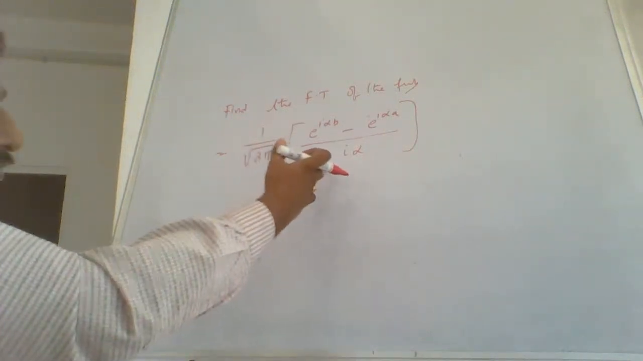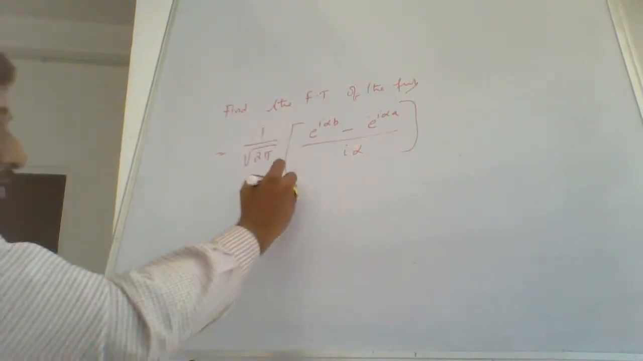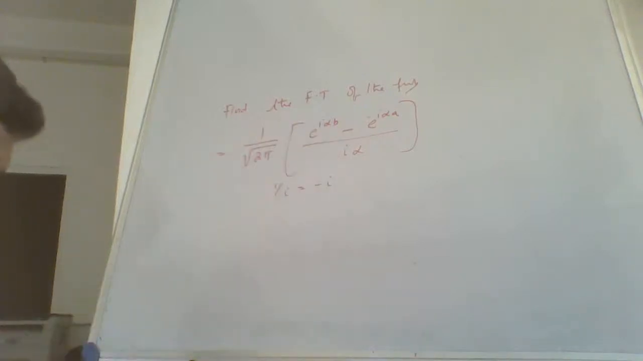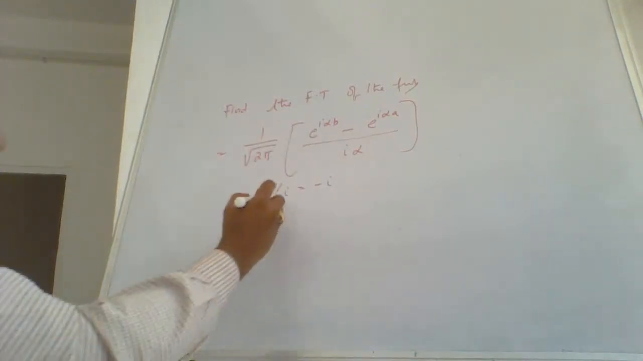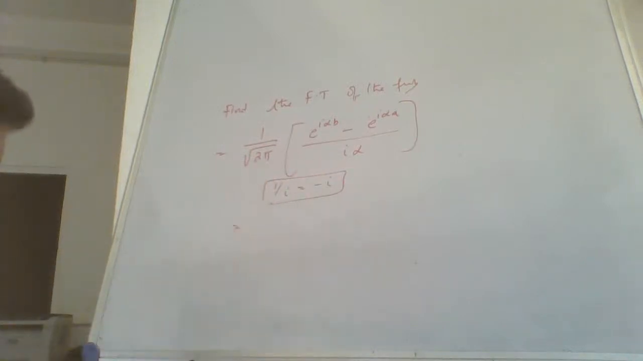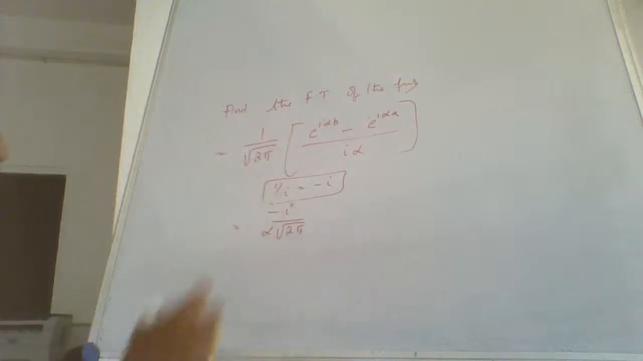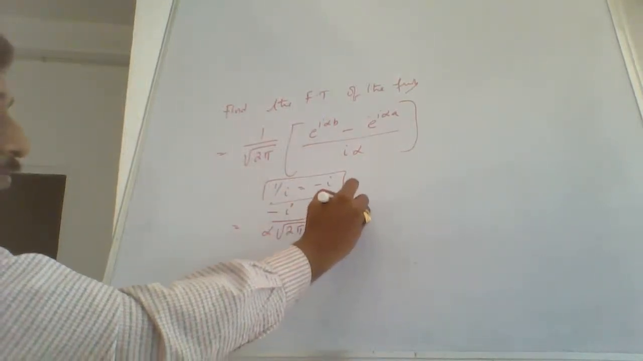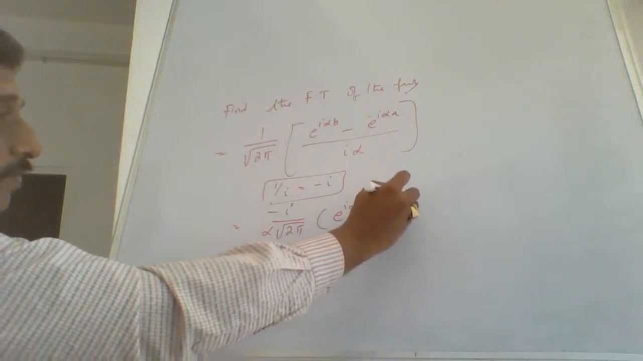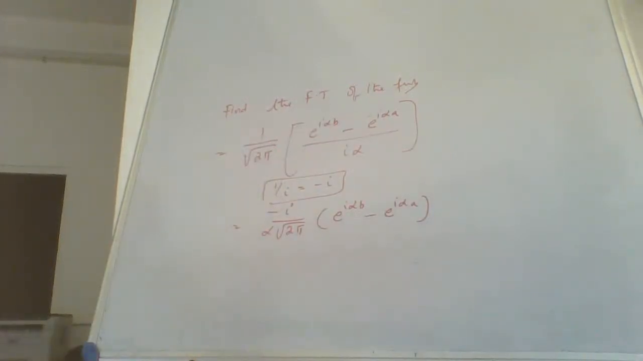So I can write 1 by i as minus i. If I substitute that, I get minus i divided by alpha square root of 2 pi, times e to the power of i alpha b minus e to the power of i alpha a. This is your F of alpha. So let us move on to the next problem once this is done.